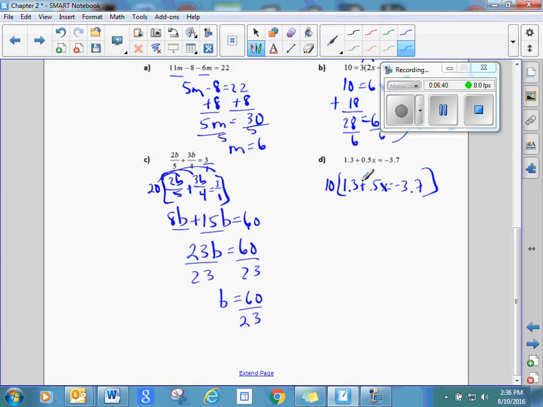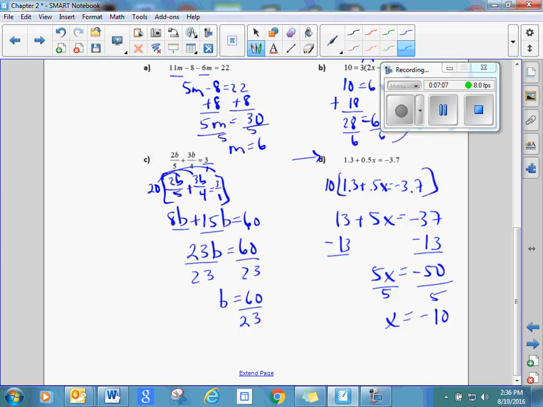So when you multiply through by 10, essentially you're just moving the decimal point one place. So you end up with 13 plus 5x equals negative 37. Now that looks a whole lot friendlier to me than what we started with right here. Now you go about your business, two-step equation, subtract, and we end up with 5x equaling negative 50. That goes in nicely. Divide, and we get x is equal to negative 10.